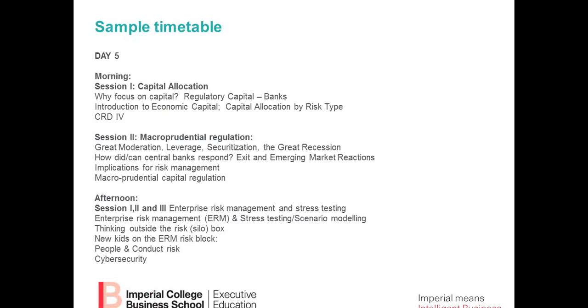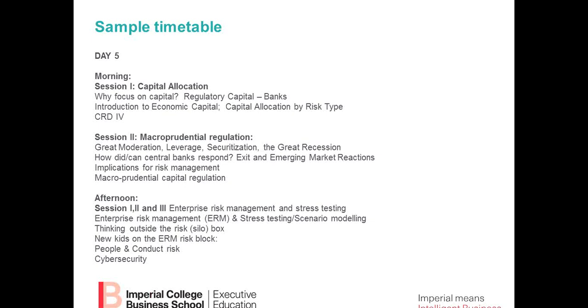Professor David Miles, who will talk about macroprudential regulation, the challenges that banks have in responding to crises and managing risks, but also the implications for us of central bank decisions and the rules that they set for markets.